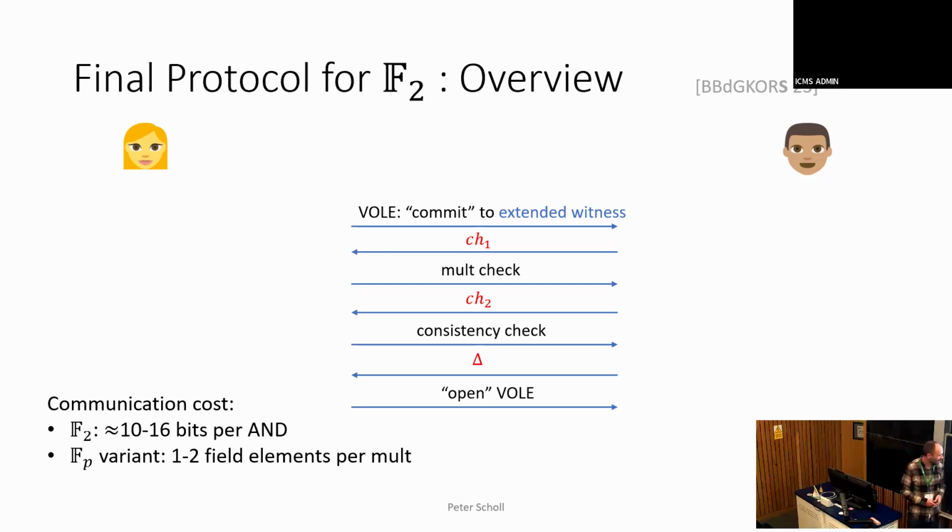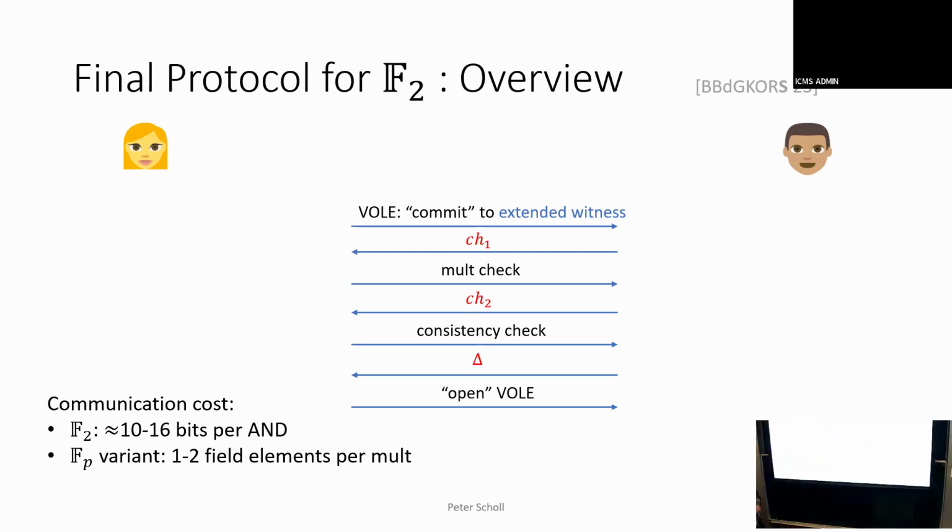So it depends a bit on the parameters you use. I guess this tau parameter, which is kind of the number of repetitions in some sense, gives you a communication-computation trade-off, right? If you increase the parameter, then you work a lot harder, but you get better soundness. So for instance, between 10 and 16 bits per AND gate, there's maybe a factor of 5 or 10 in computation.